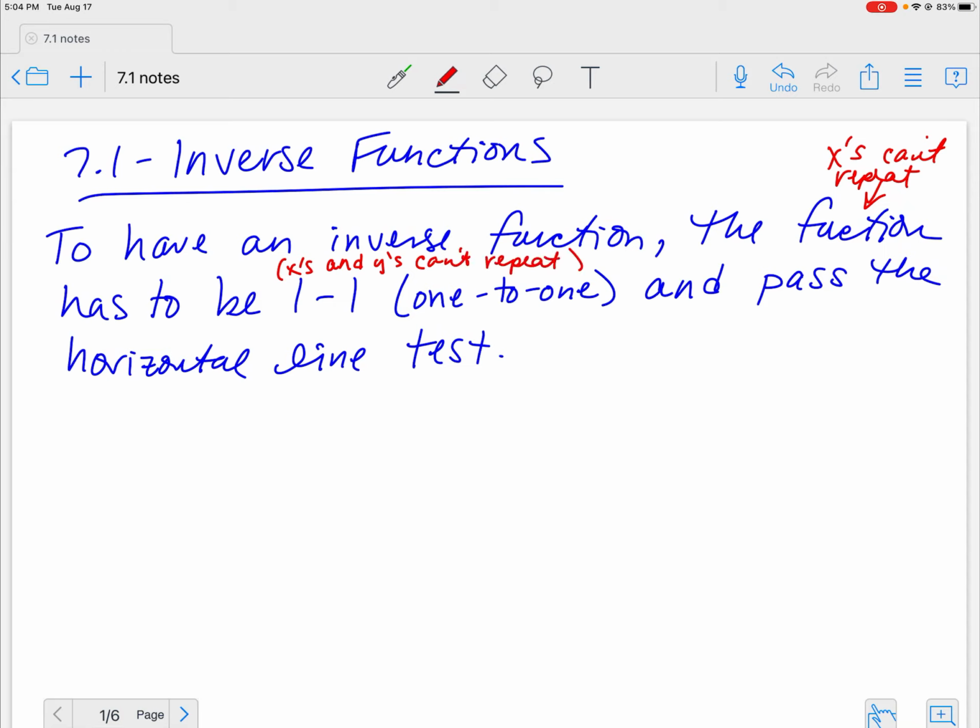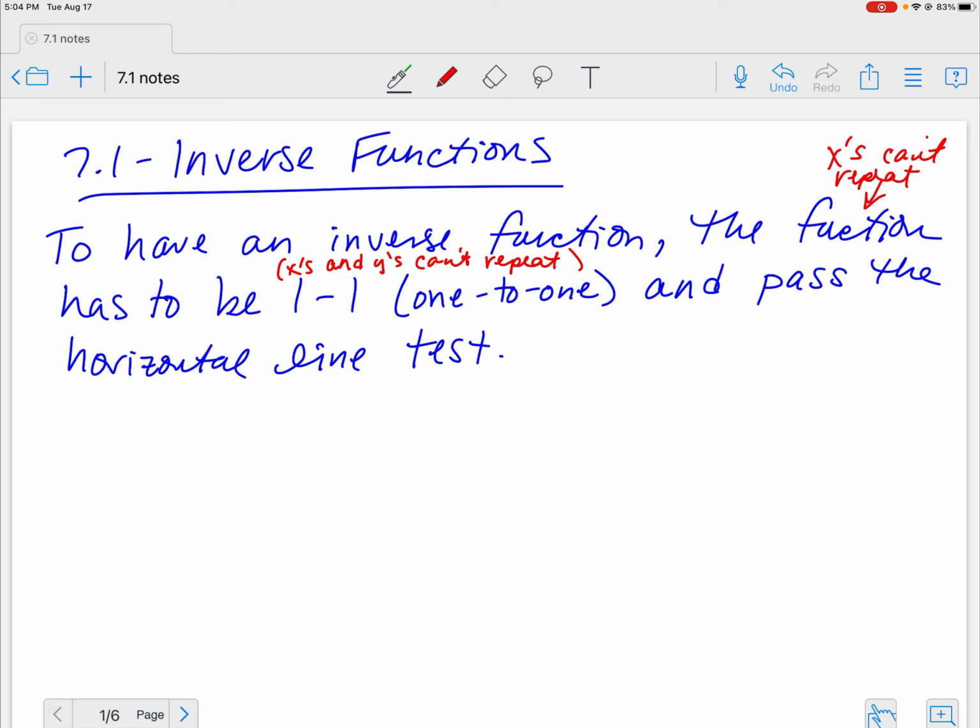So in order to have just a function in general, I know it has to pass the vertical line test. But we're told that these are already functions to begin with, so I don't have to worry about determining if this is a function or not. I'm just determining if it is a specific type of function, which is going to give me an inverse. Okay? All right. So we already know it's a function. Check. That's down. We're good. Then, in order to have an inverse function, the function has to be 1-to-1 and pass that horizontal line test.